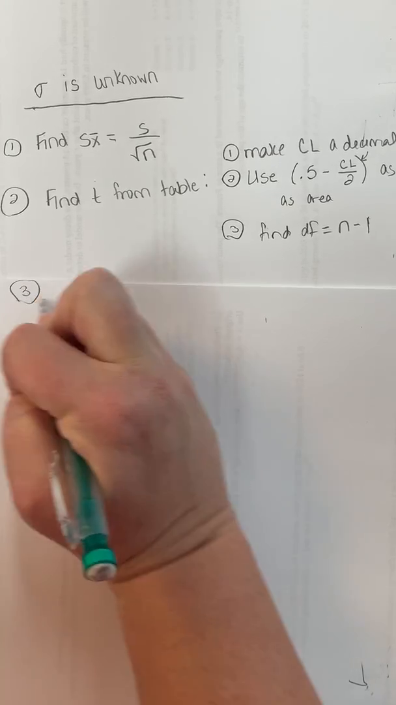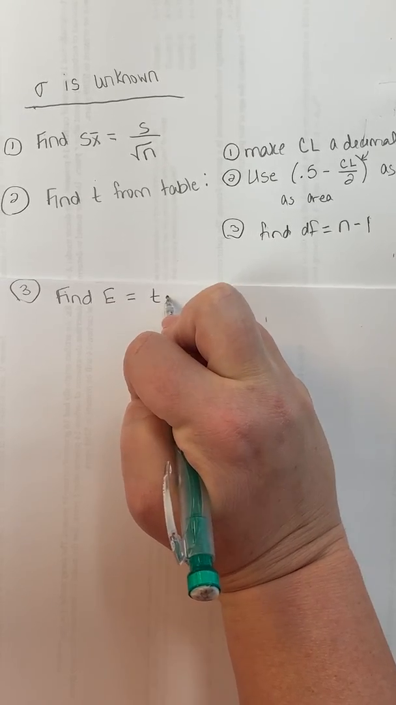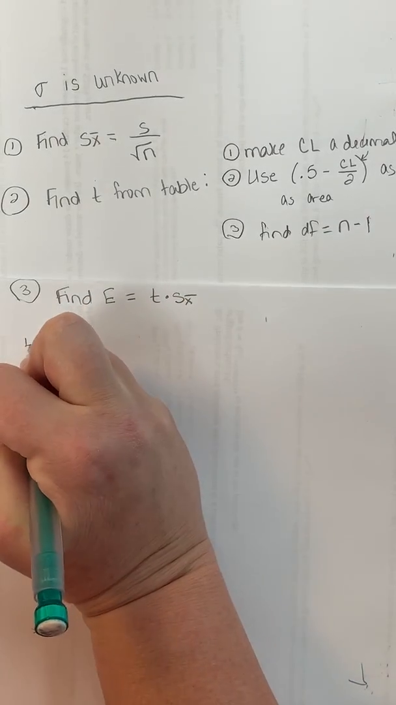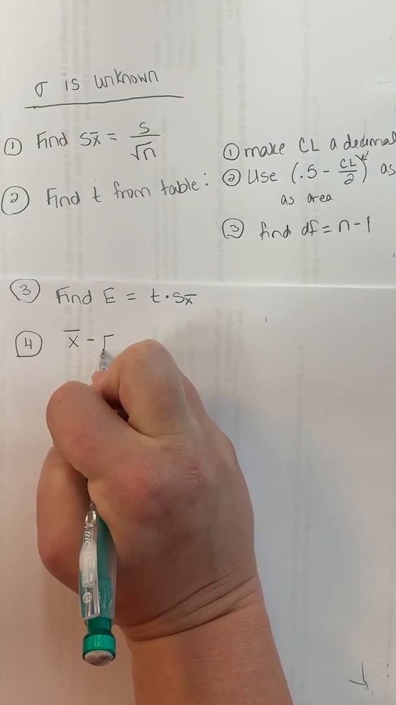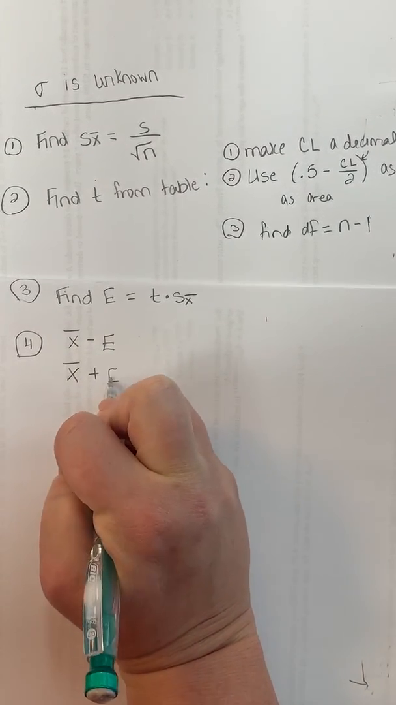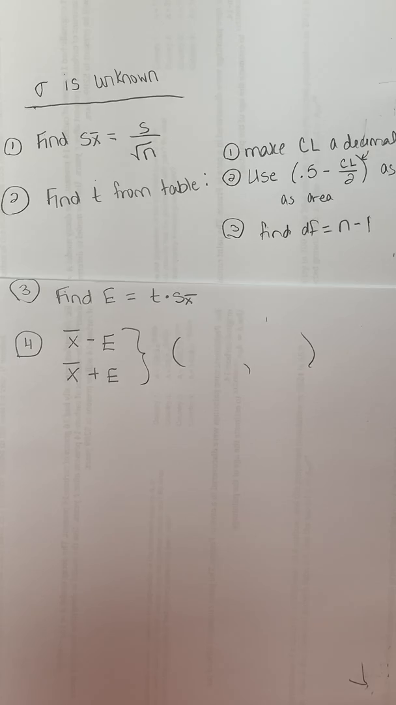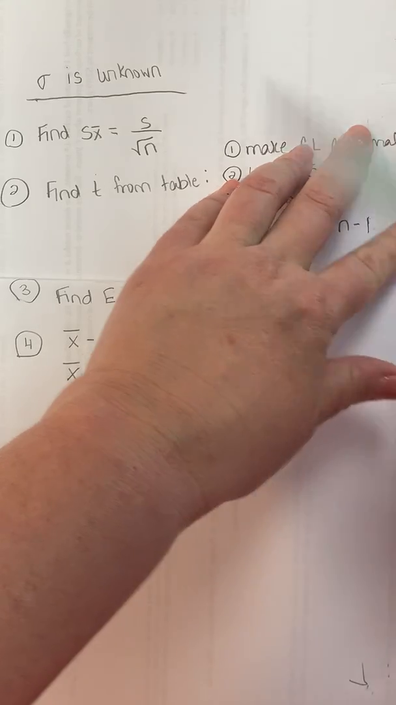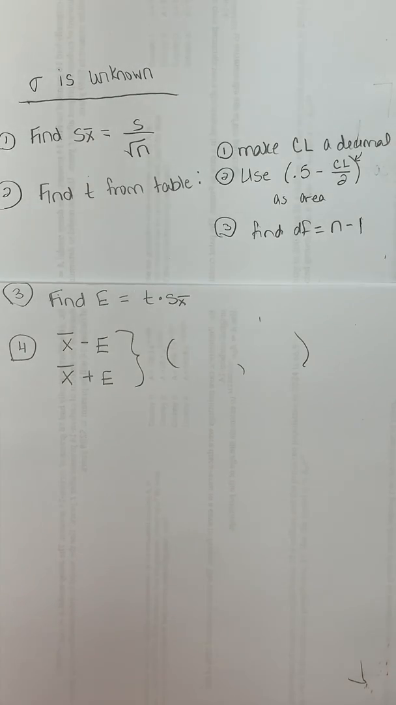Okay, step 3, you're going to find the margin of error. It's going to be t that you found, and it's going to be a positive t, okay, times s of x bar. And then last but not least, you're going to take x bar minus e, x bar plus e. This is going to give you a nice little interval. And there you go. Okay, so this gives you a succinct area that tells you exactly what your steps should be to come up with the answer. So that's what we're looking at.